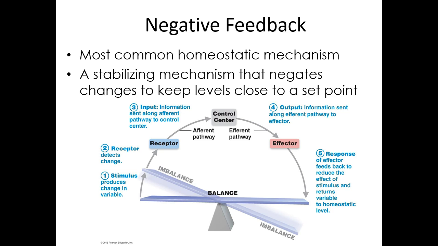So number one, there's a stimulus that produces a change in the variable. Let's keep with heat because we've kind of done that one already. A receptor detects the change in your neurons. The input is that you are hotter, and that's going to now go to a control center, which is your brain. So that first part, the one that detected the change, is called the afferent pathway. It's just basically noticing that something happened and sending a message to the control center. The efferent pathway is the effector one.